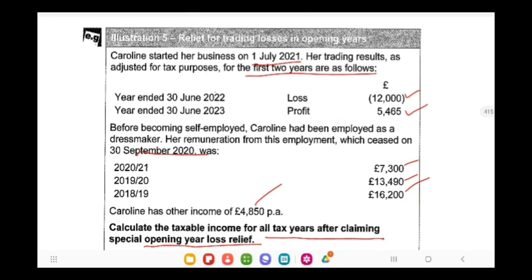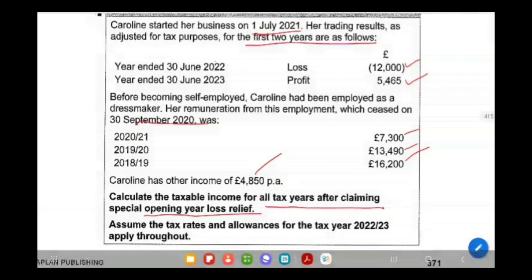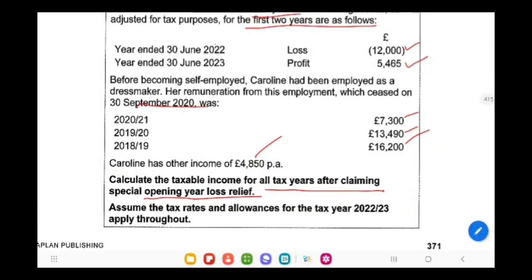So first we have to consider the income of that particular person in different years, and the years are 30 June 22 and 30 June 23. These are the years, and we have to calculate. So first we have to consider the loss suffered in the opening year that started on 1st July 21 and ended on 30th June 22.